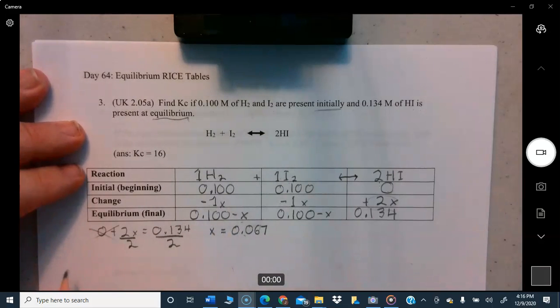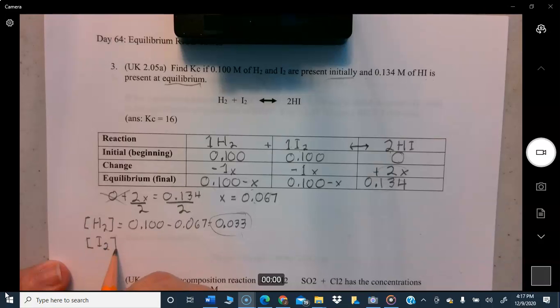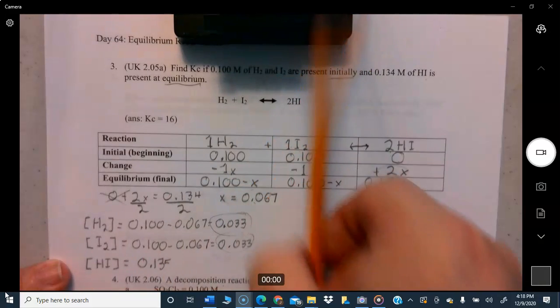So let's just come over here and write our concentrations down. The concentration of H2 equals 0.100 minus x. Okay, so there's the concentration of that. That's really what goes there, is that number right there. Okay, and just do the other two. No calculation needed, that was given to us.